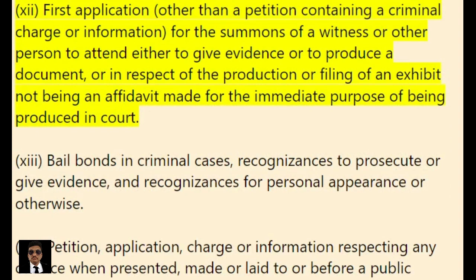12. First application, other than a petition containing a criminal charge or information, for the summons of a witness or other person to attend either to give evidence or to produce a document, or in respect of the production or filing of an exhibit not being an affidavit made for the immediate purpose of being produced in court. 13. Bail bonds in criminal cases, recognizances to prosecute or give evidence, and recognizances for personal appearance or otherwise.